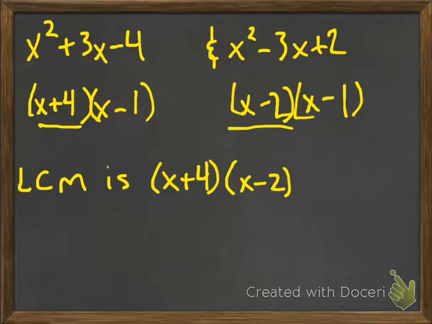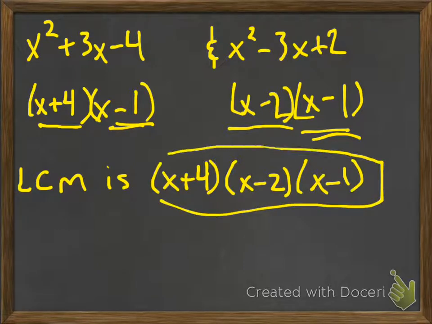And then I can see that the x minus 1 repeats. Since it's in both of them, I only need to write it once. And that's my least common multiple, right there: x plus 4 times x minus 2 times x minus 1. If you want to actually multiply that out, great, but you don't necessarily have to.